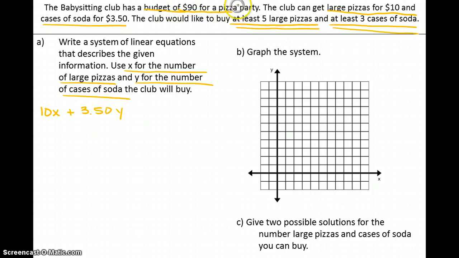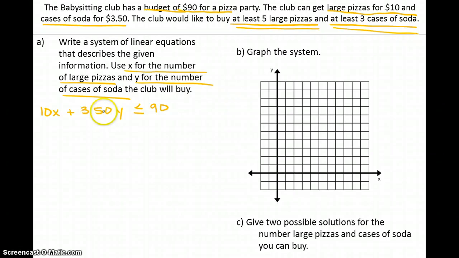Consider now the budget expense. We have $90 to spend. So whatever we spend has to be less than, but can also be equal to $90. This is a system that we can graph in multiple ways. I will graph this by finding the x-intercept and the y-intercept.